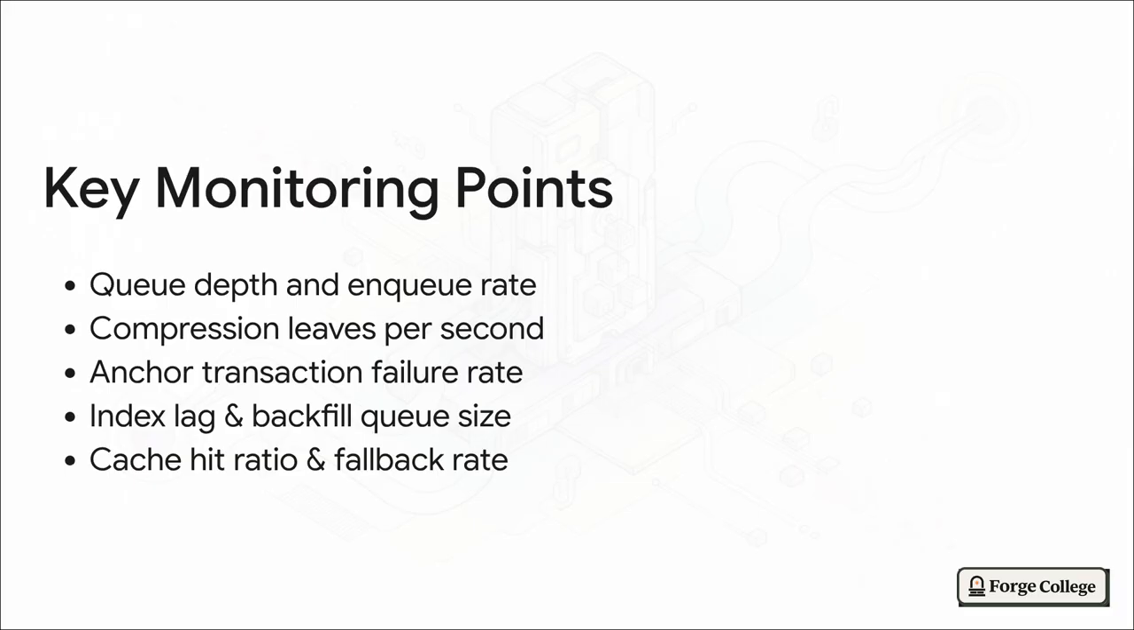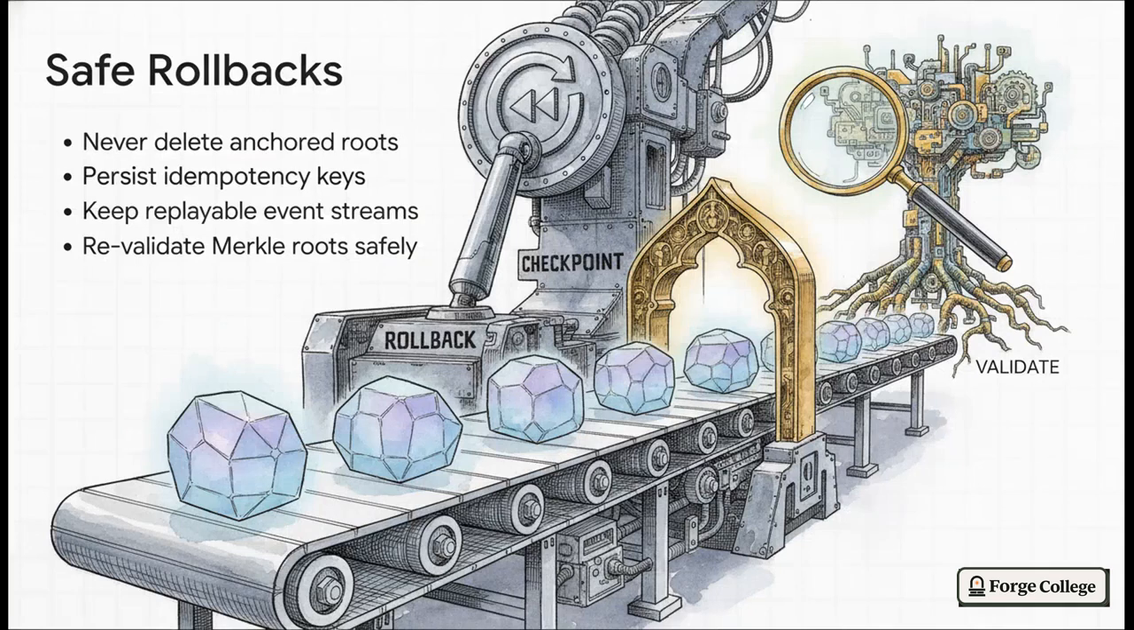Watch your Anchor transaction failure rate for network congestion, and definitely monitor that cache hit ratio to protect your database from getting absolutely slammed. Now, here is an absolutely crucial truth for Web3. Rollback does not mean deleting data. I mean, you're on a blockchain. Deleting isn't exactly an option anyway. Instead, it means using compensating actions and idempotency keys to safely replay events. If your pipeline fails mid-batch, you use sequence numbers to replay from the last confirmed good checkpoint. You validate the Merkle roots, and you only re-emit indexed events once verification is totally successful.